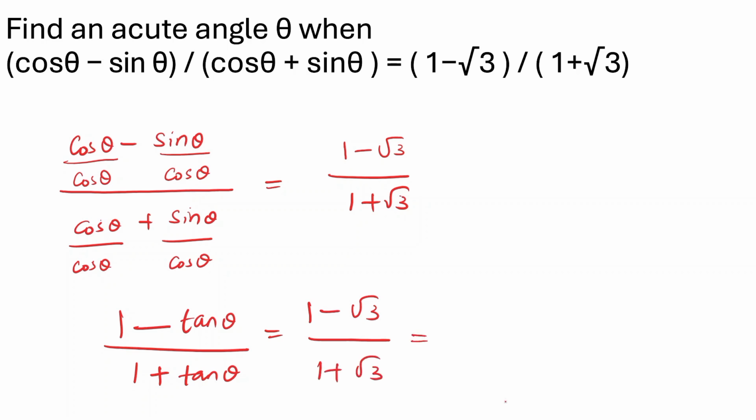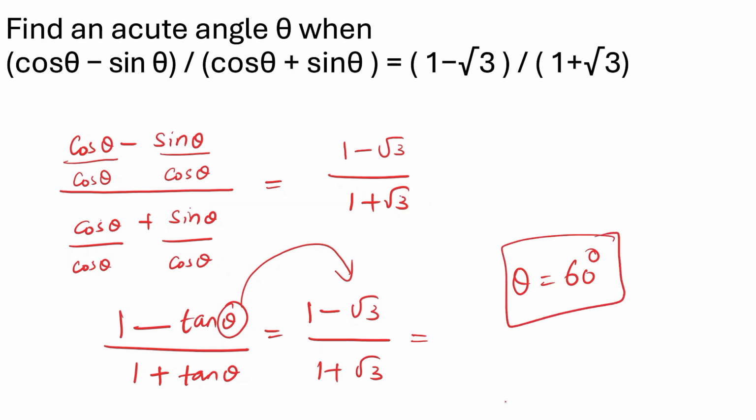Okay, equating the numerator and denominator, you can see tan theta's value matches with root 3. When would tan theta become root 3? When theta becomes 60 degrees, right? When theta becomes 60 degrees, tan theta must be root 3.